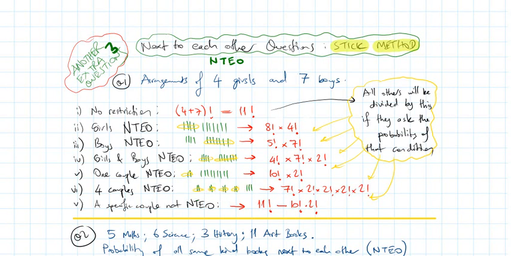And if the question asks for "not next to each other," such questions can be solved by subtracting from all arrangements the "next to each other" condition. Like if there's a specific couple who shouldn't be next to each other. The answer for the couple being next to each other is 10 factorial times 2 factorial. So you subtract this from 11 factorial for the "not" condition.